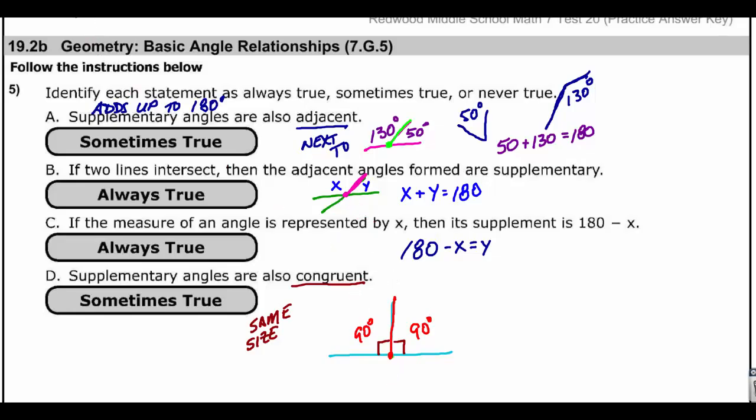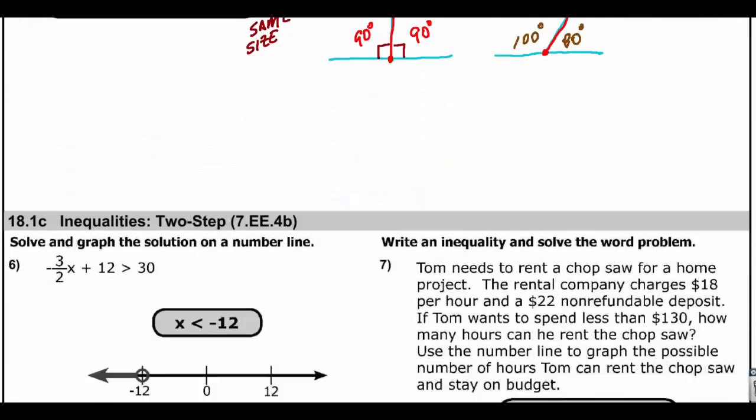But we've already talked about the fact that you can have supplementary angles that aren't congruent. If I have these two angles, they're still going to total up 180. So you're still going to have maybe 80 degrees over here and 100 degrees over here. So there's still angles that are supplementary, but they aren't congruent. They aren't the same size. All right.